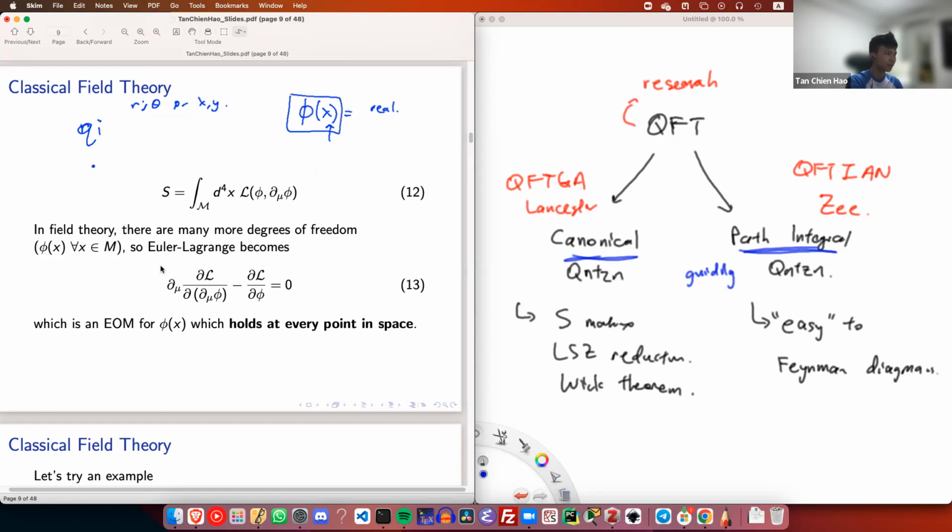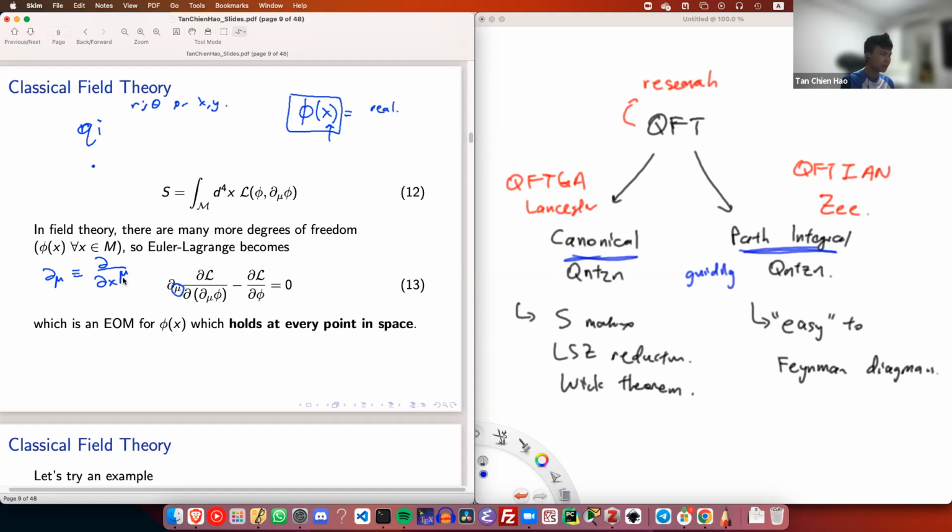So the Euler-Lagrange equations are of a similar form, except there are indices now that are summed over in the Einstein summation convention. This equation becomes an equation for phi, a field equation, meaning that it holds at every point in space. Something I want to point out is that this partial derivative has a lower index. This is short form for partial with respect to x mu.